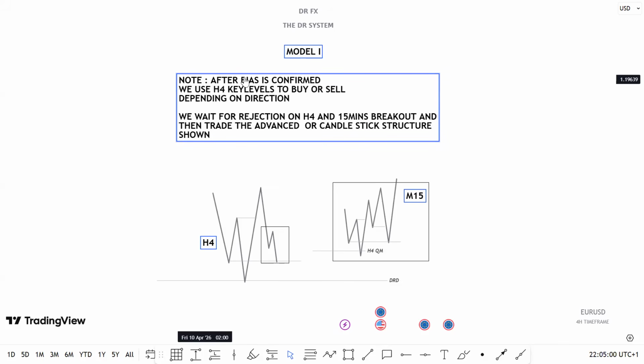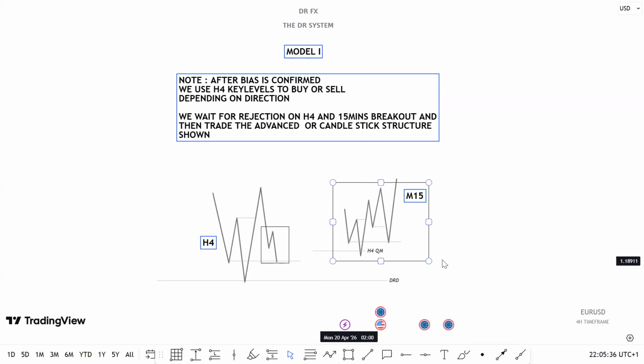Look, notes: after bias is confirmed, meaning you have your direction, daily reject, daily H4 breakout, depending on that, we use H4 key levels to buy or sell depending on direction. Now we want to buy, so H4 bullish key levels are supposed to be used for buy, meaning we are going to be looking out for support, right? We wait for rejection on H4 and a 15-minute breakout, type 1, and then trade the advanced candlestick structure shown on the 15 minutes time frame. That is it. Daily reject, daily H4 breakout, market pulls back to an H4 key level, gives you a 15-minute breakout, then you trade the advanced market structure on the 15 minutes time frame.